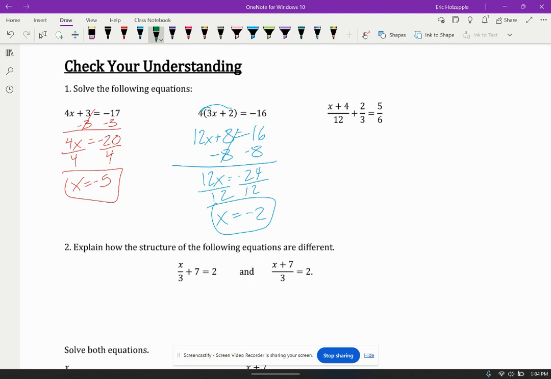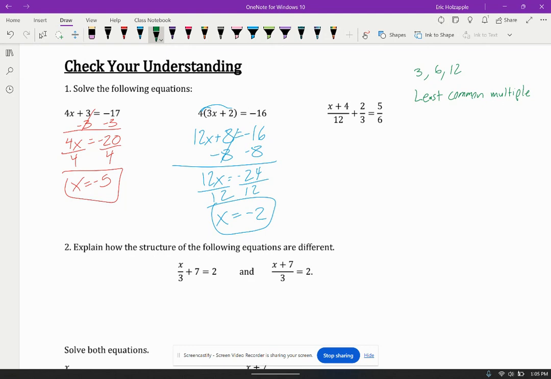So we have (x plus 4) over 12 plus 2 over 3 equals 5 over 6. So we have to do some thinking before we get started, and we want to focus on our denominators: 3, 6, and 12. What we want to look at is what is the least common multiple that all 3 of those numbers can be. So what's the first thing that 3, 6, and 12 can all multiply to be?